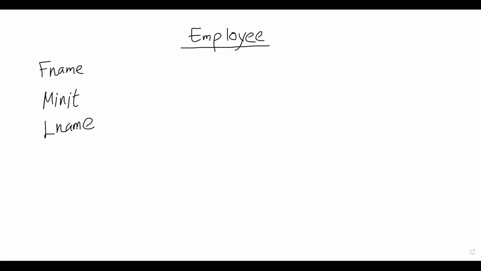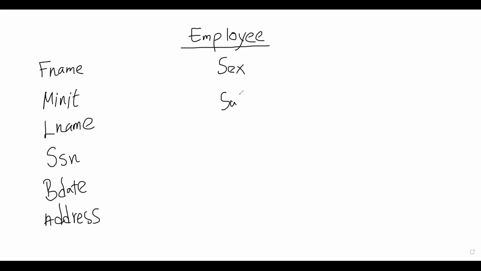And any other things? Tell me, you can tell. And the last name, and the security number, SSN, likewise. And I use birth date like there. And the address of employees. And what next? The sex of the employee. And there should be salary, including salary for the employee.